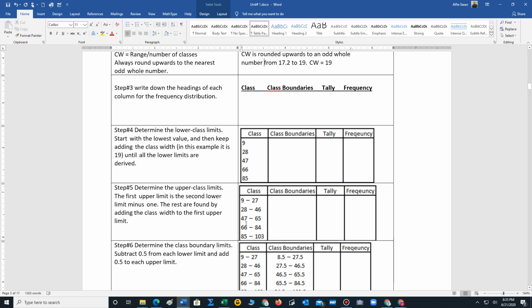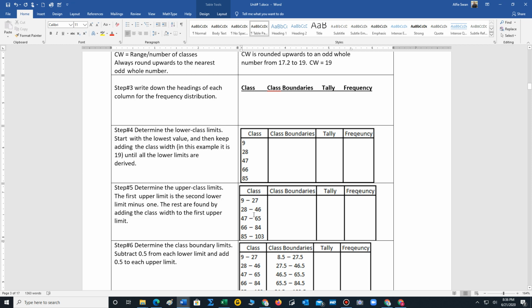Now we have to determine the upper limits. To determine the upper limits, you take the second lower limit, in this case 28, and subtract 1 from it, so that's 27. That's going to be our starting point, and remember, each of these classes are separated by the class width, which in this example is 19. So just add 19 to 27, you get 46.